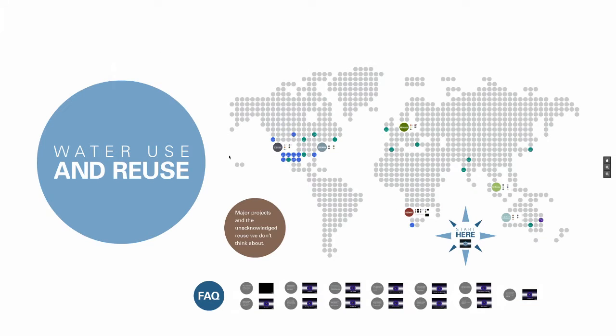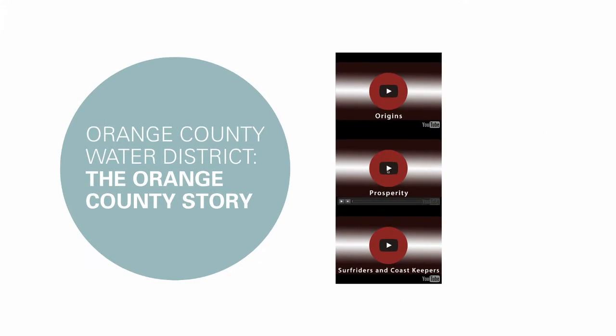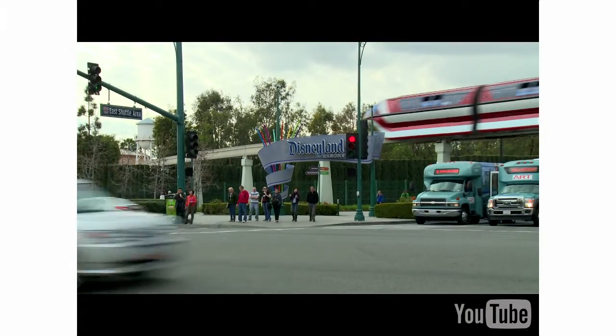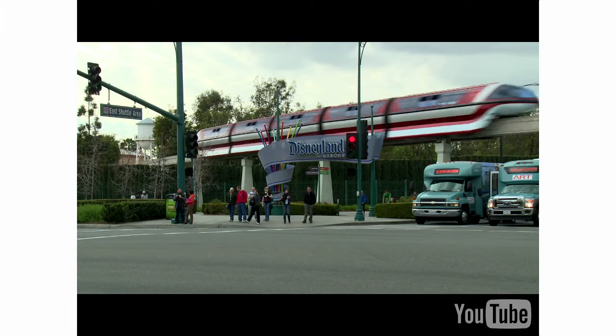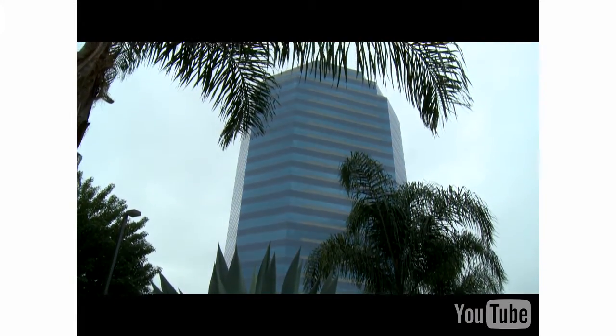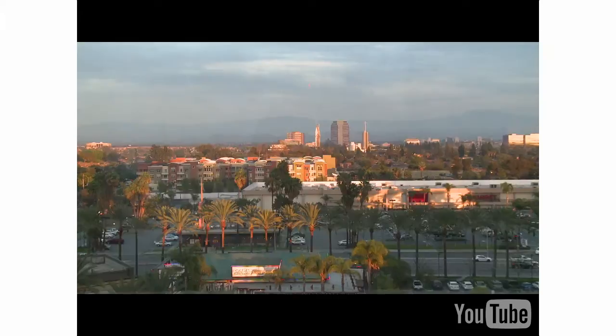Within the map are videos that tell the stories of the needs and benefits of this practice for 6 different communities. Orange County has a very vibrant economy. We have Disneyland here, that generates a tremendous amount of revenue. We also have a lot of business activity as well. And water is a key component to the economic engine that is Orange County.